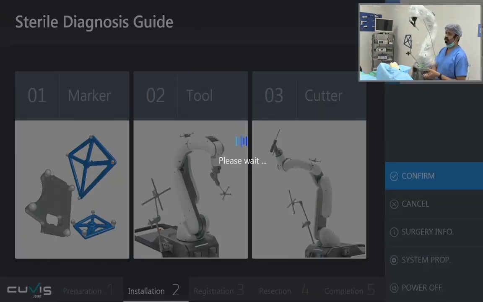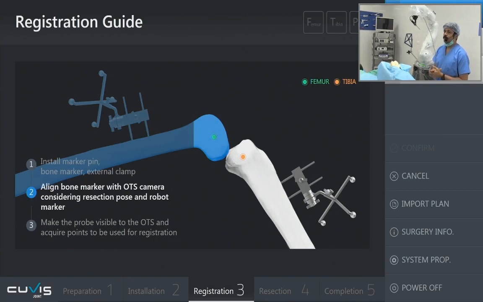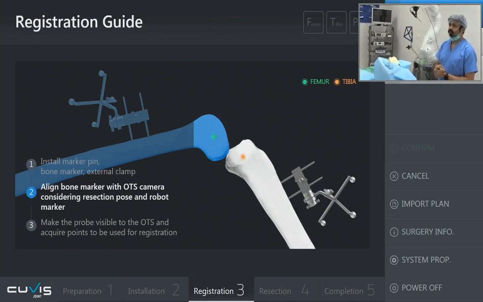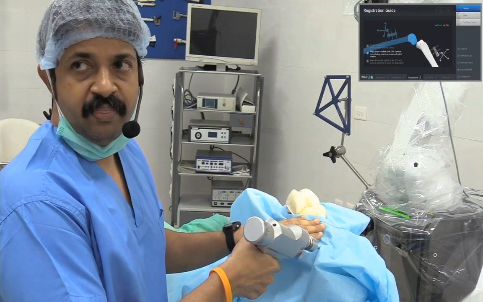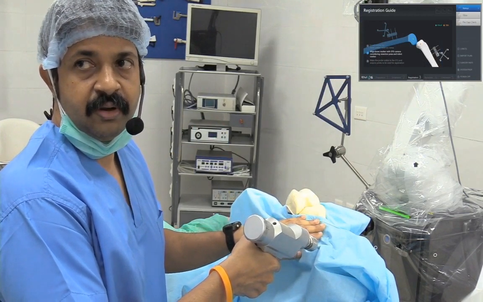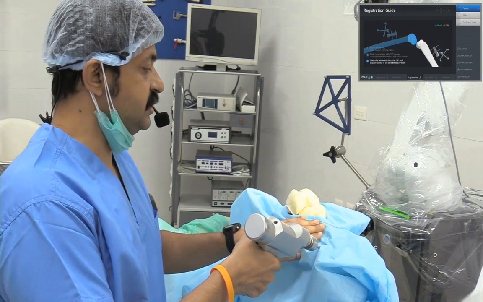So once this is verified, as you can see, this was all a sterile process, and now is the place where we move on to registration. So as you saw, all these things could be done by the technician or the surgeon's assistant before the surgeon is in the theater.